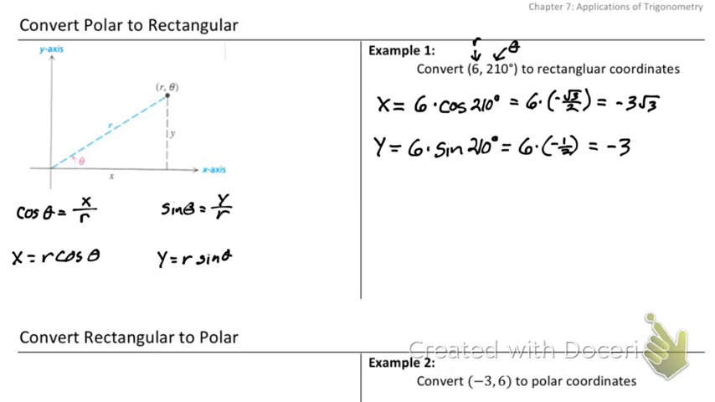Now it does want rectangular coordinates. I have both the components there, but if you want your full point, you should rewrite it as negative 3 square root of 3, comma, negative 3. That is my answer. That's the rectangular form.